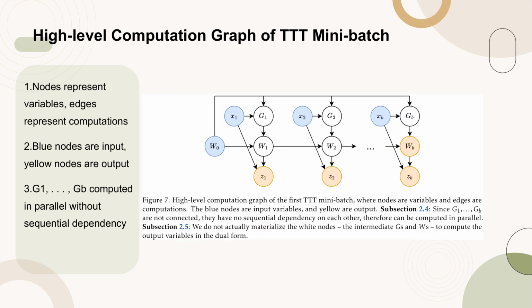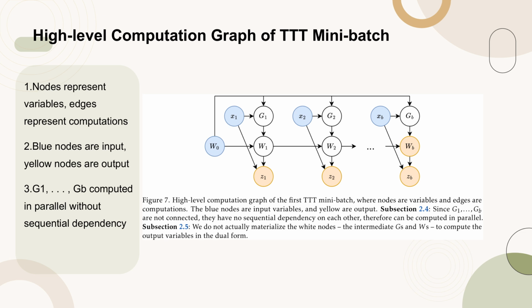Figure 7 presents a high-level computation graph of the first TTT mini-batch, illustrating the relationships between variables and computations. The nodes in the graph represent variables, with blue nodes indicating input variables and yellow nodes indicating output variables. The edges between nodes represent the computations that link these variables. Notably, subsection 2.4 explains that G_1 through G_b, which are not connected, can be computed in parallel as they do not have sequential dependencies on each other. This parallelization is crucial for efficiency.